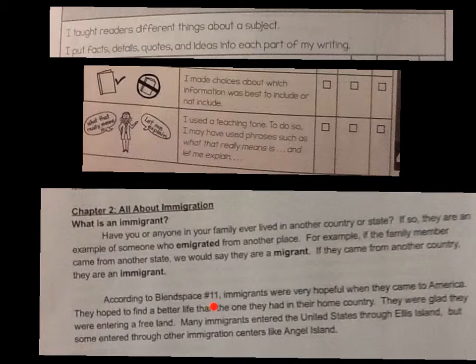According to blend space number 11, immigrants were very hopeful when they came to America. They hoped to find a better life than the one they had in their home country. They were glad they were entering a free land. Many immigrants entered the United States through Ellis Island, but some entered through other immigration centers like Angel Island.